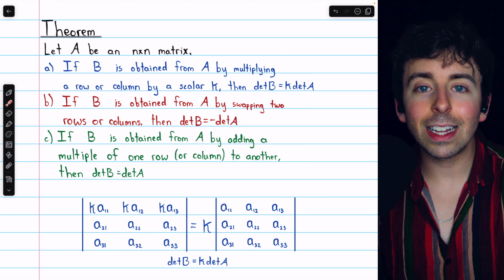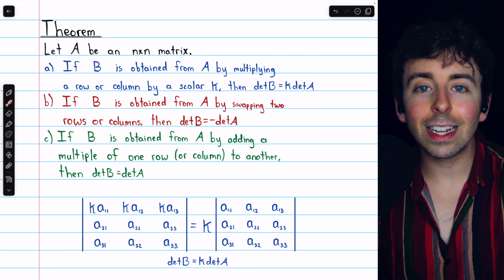So when we perform row operations on our matrix, here's how the determinant is affected. If we multiply a row or column by a scalar, then the determinant is hit by that same scalar. If we swap two rows or columns, the determinant is hit by a negative factor. And if we add a multiple of one row or column to another, the determinant actually doesn't change. Here you can see just a general example of these things with 3 by 3 matrices, but let's go ahead and try this on our matrix A.